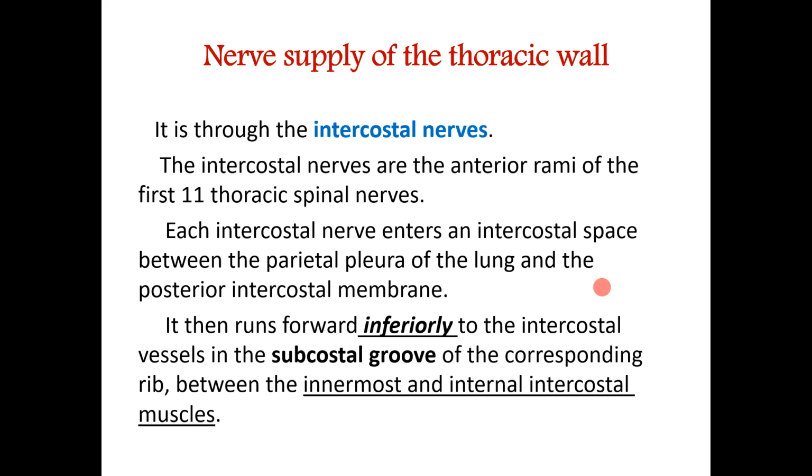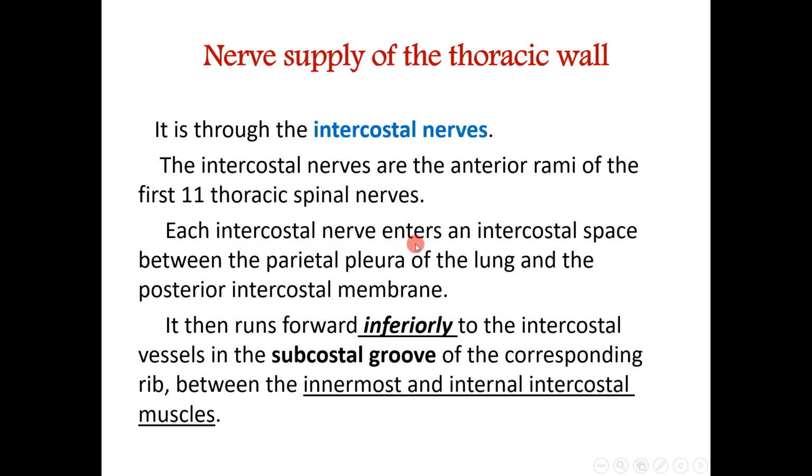Now, what is the nerve supply of the thoracic wall? The nerve supply is through the intercostal nerves. And these intercostal nerves are the anterior rami of the first 11 thoracic spinal nerves. Remember, when we talked about the spinal nerves, we said that they arise from two roots, dorsal and ventral root. So from the ventral root, we have the anterior rami of the first 11 thoracic spinal nerves that pass between the ribs, and they are called the intercostal nerves, supplying all the muscles of the thoracic wall.